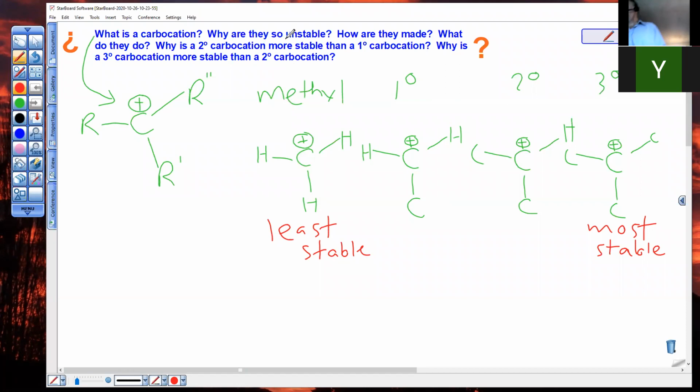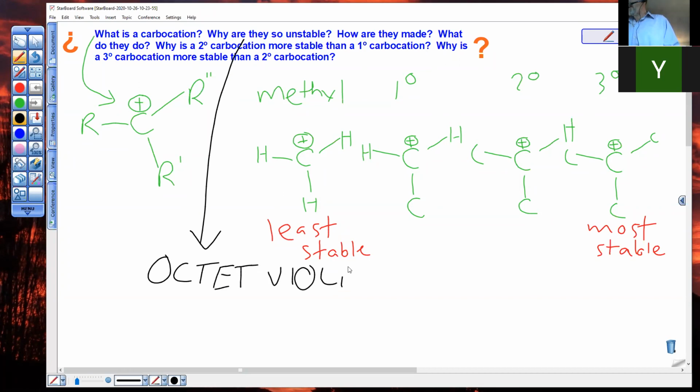Why are they so unstable? Well, 2 reasons. The main reason, carbon is not stable unless it has a full octet, and carbocations, because there's only 6 electrons around each of these carbons, have an octet violation. That's the number 1 reason, and it's the most important by a long shot. That doesn't look like a number 1, does it?